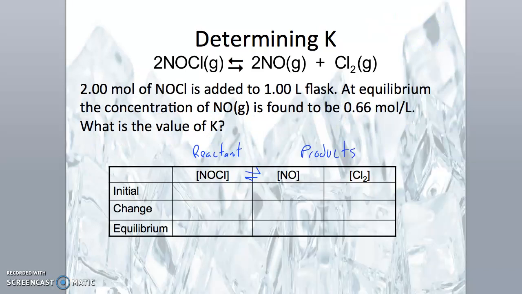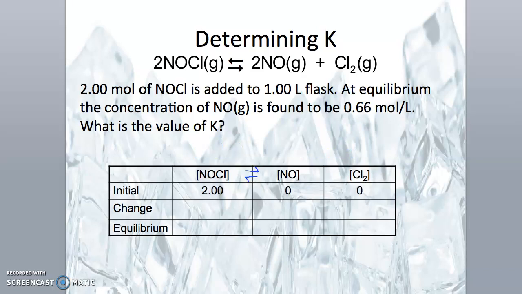The first step is to set up an ICE table. I like to add the double arrow to help me separate reactants and products. Each reactant and product will have its own column. We are given the initial concentration for the reactant NOCl, and we know that initially there will be no products present, so we can enter 0 for the two products.